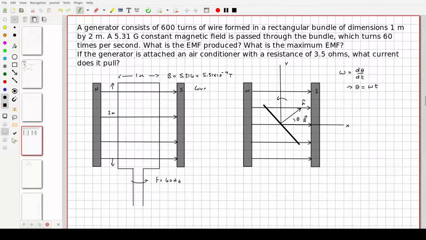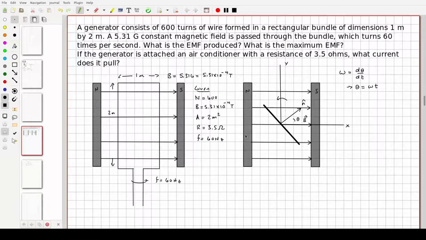So what we're given is the following. Our loop has 600 turns. We have a magnetic field that's 5.31 times 10 to the minus 4th Tesla. The area of our loop is 1 meter by 2 meters, or 2 square meters. Ultimately, we're going to hook this thing up to an air conditioner, and the air conditioner has a resistance of 3.5 ohms. It's just something there to allow us to calculate I. And we have a frequency of rotation of 60 hertz.